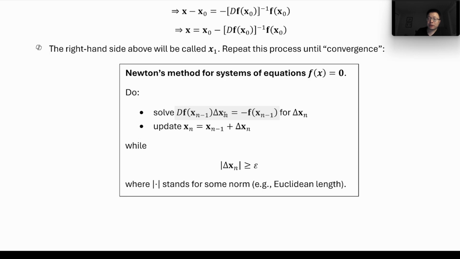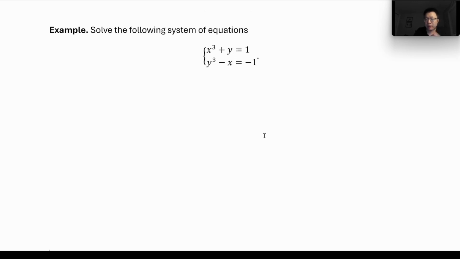And we'll do this iteration until the increment size is small enough, and that's our convergence criterion. There are other convergence criteria. For example, you can plug xn into f, right? If xn is close to the exact solution, then f of xn must be very small. That's another way to decide when to stop the algorithm. This absolute value sign stands for some kind of norm. For example, we can use Euclidean length. But other norms can also be used, for example, the maximum norm and so on. It doesn't really matter.